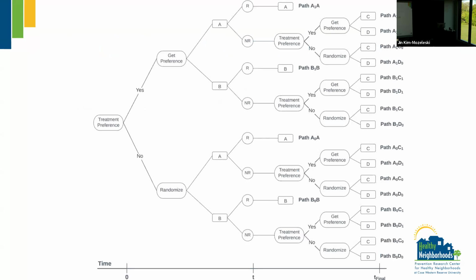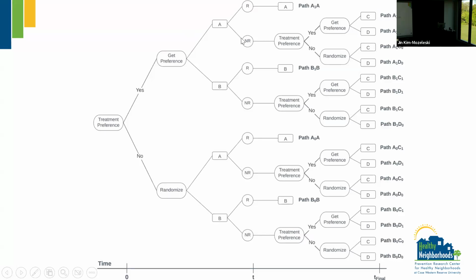So this design gets a little bit messy because there are so many different places where patients can choose. The idea is you get their initial preference. Do they have a preference of what treatment they want initially? If they don't have a preference, then you randomize them. If they do, then you give them the treatment they prefer.